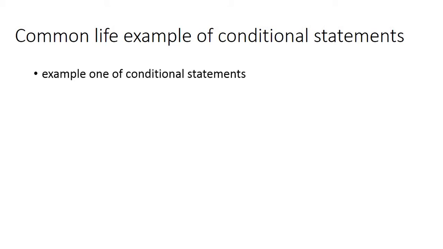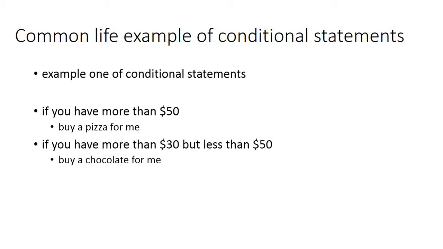In this first example, there are two persons. One is asking the other, if you have more than $50, please buy a pizza for me. The first person again asks with another condition, if you have more than $30 but less than $50, then buy a chocolate for me. And in a third condition, he says, if you have less than $30, then buy nothing for me.